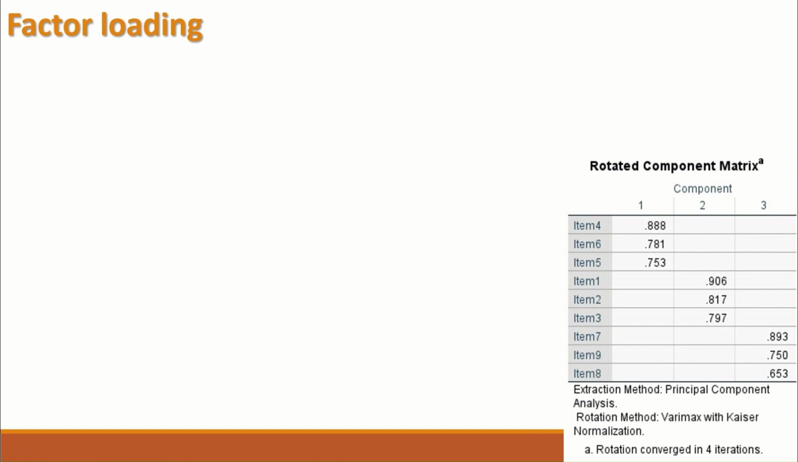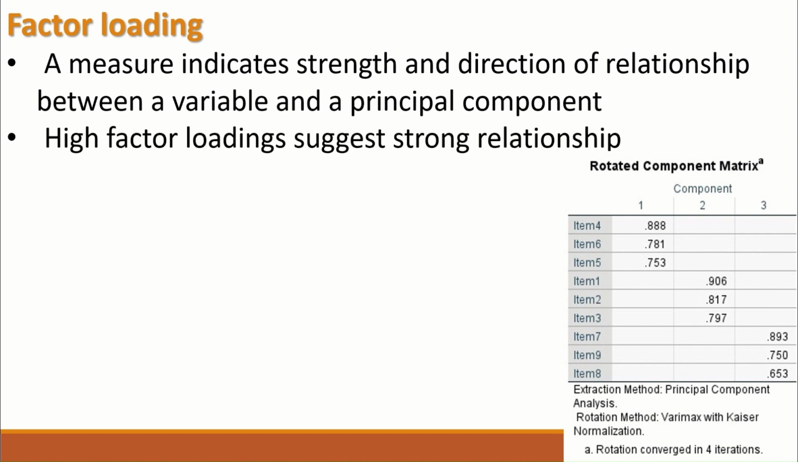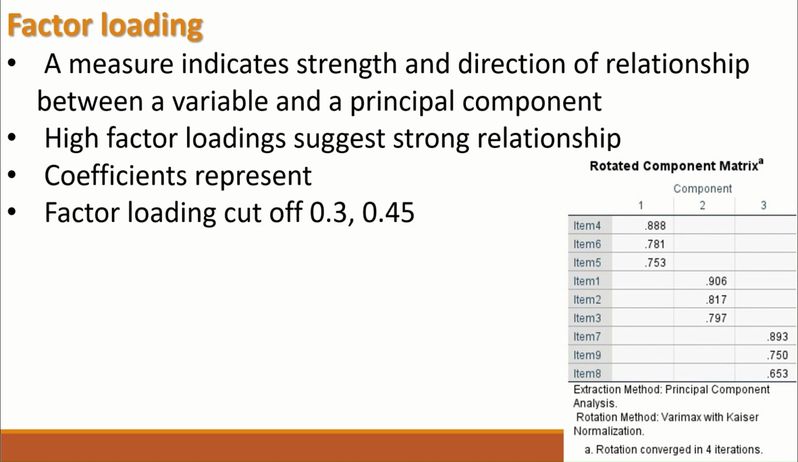The next slide describes factor loading. Factor loading is a measure that indicates the strength and the direction of the relationship between variables and principal component. The higher the factor loading, the stronger the relationship. Factor loading is a coefficient, and the cut for factor loading as a rule of thumb is 0.3. Some people use 0.4, and some people become more stringent and use 0.45. So aim for a high value, which is 0.9.